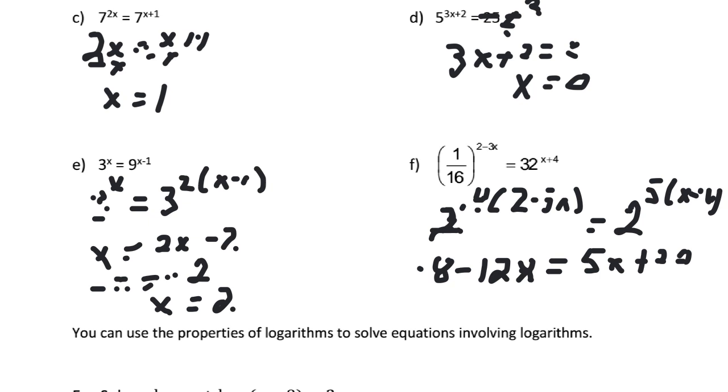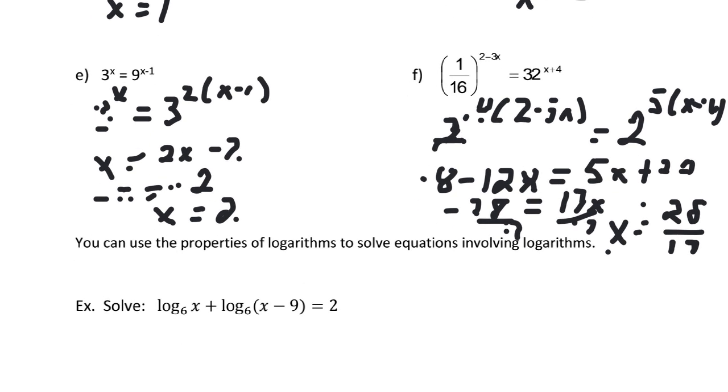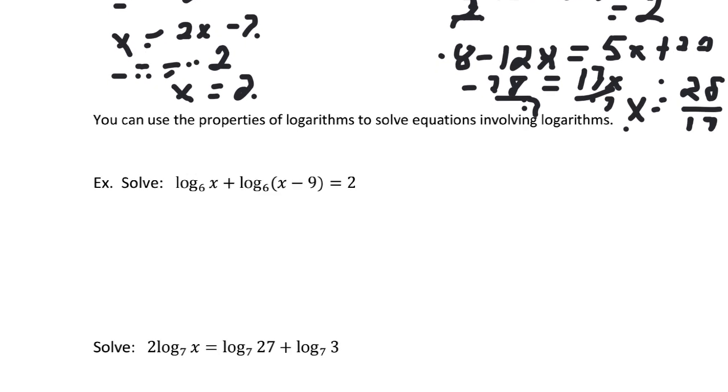Yeah, add 12x to both sides, subtract 20 from both sides. What do I get there? I get negative 28 equals, what? 17x divided by 17. x equals negative 28 over 17. Again, just solving them. You can also use your properties to bring them together.